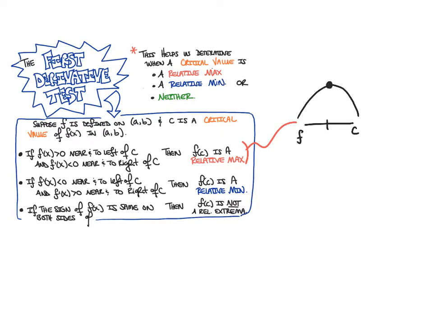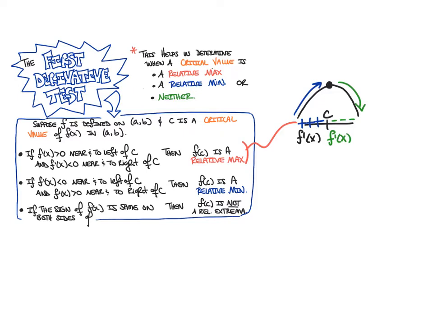And I know that f prime on the left is positive, so you have positive slopes since you're going up, and f prime on the right of c is negative, and that means you're coming down. So at my point c, I have a relative extreme value at that point.